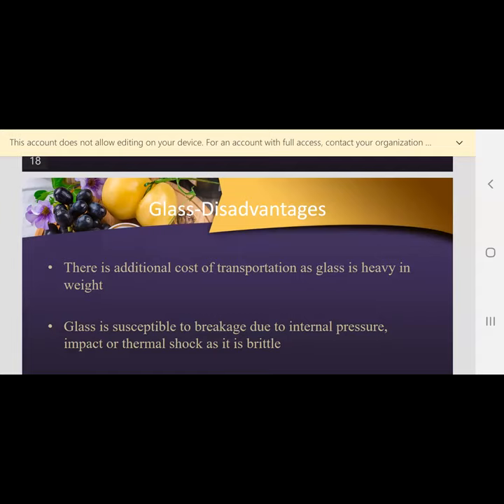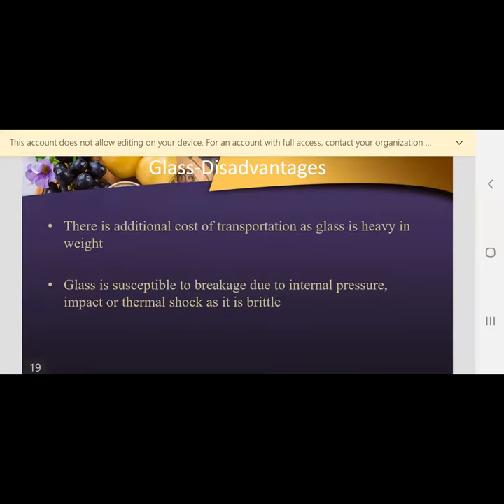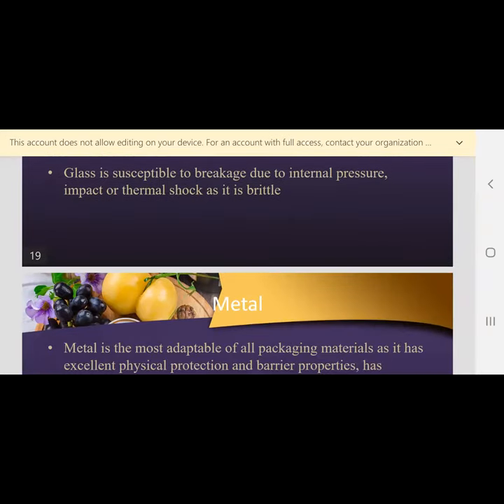The transportation of glass is heavy because a single unit of glass packaging is 5 to 10 times heavier than a similar packaging of such food. And there is breakage due to internal pressure and the impact of thermal shock. During transportation of glass-packaged food items, there will be transportation shock. There may be some local thermal shock, and glass is a brittle material, so it can also rupture or break.